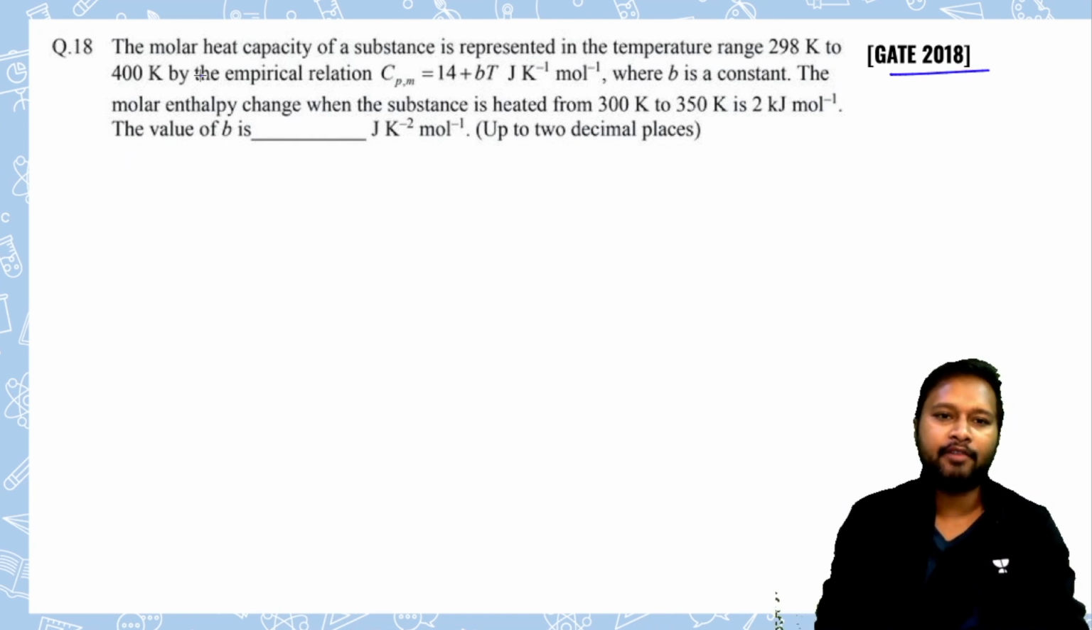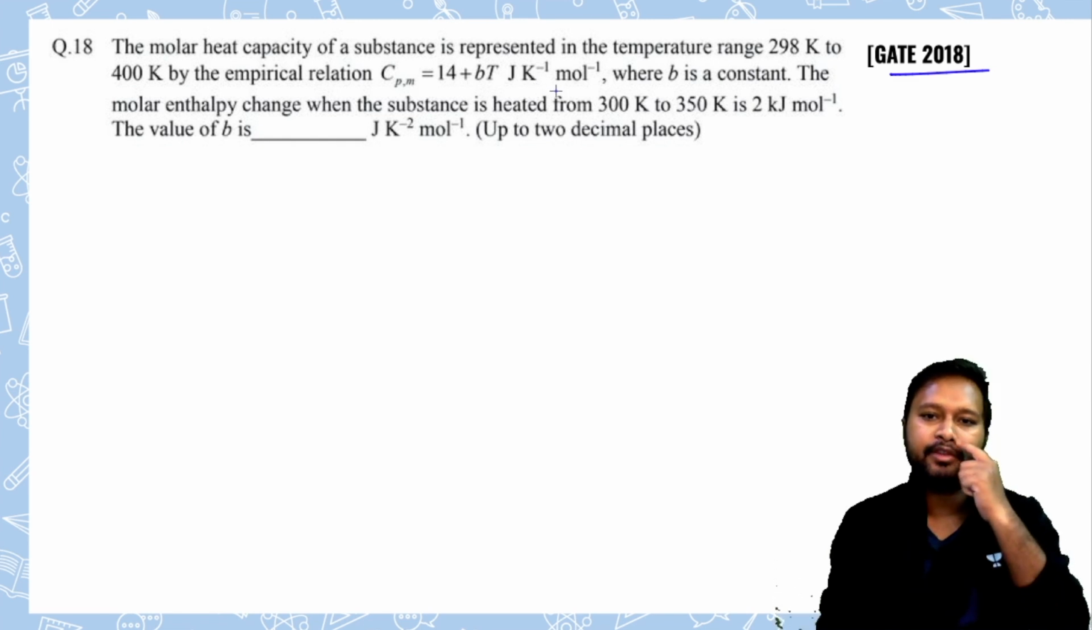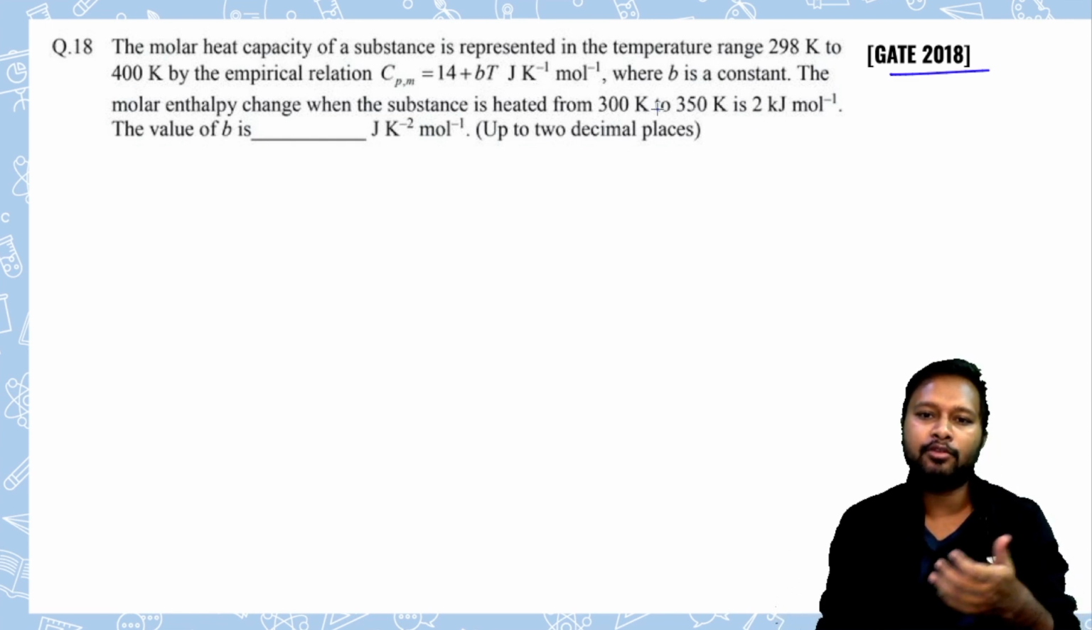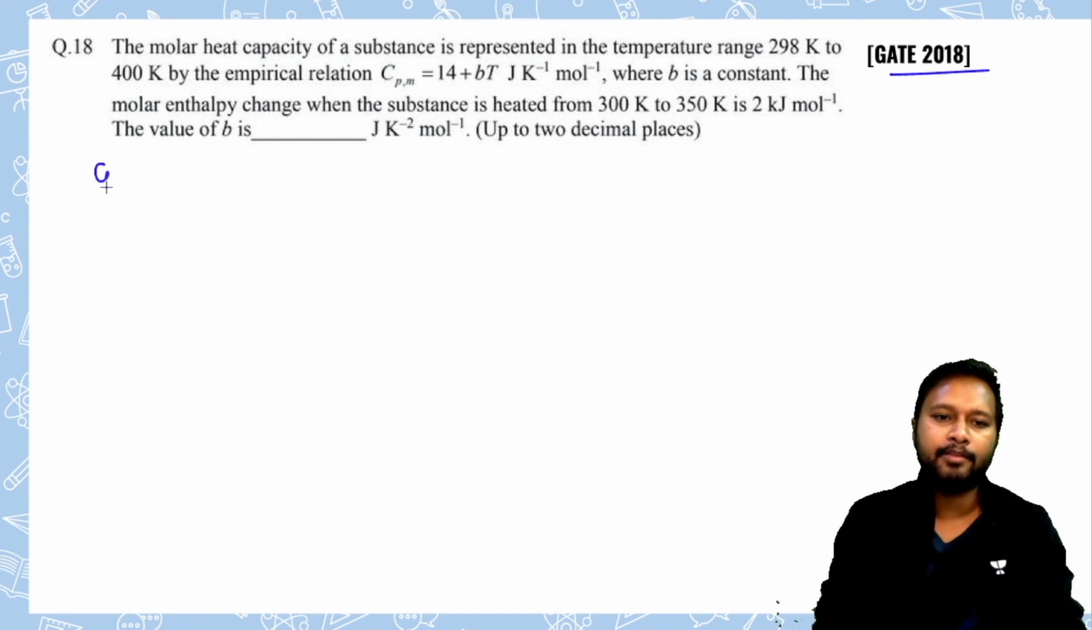We are given the molar heat capacity of the substance in the temperature range of 298 to 400 Kelvin. The empirical relation is given as Cp,m equals 14 plus Bt joules per Kelvin per mole, where B is a constant, and the molar enthalpy change of the substance is given as 2 kilojoules, when the temperature is changed from 300 to 350. Now they're asking the value of B. To do that, simply use the formula Cp equals dH upon dt, or you can say dH equals Cp dt.